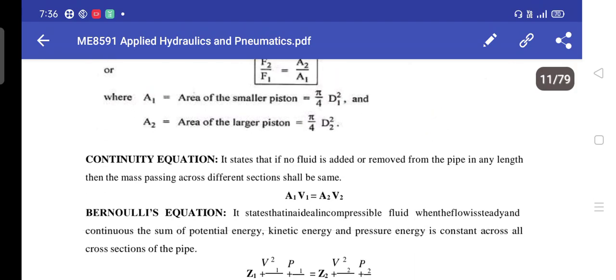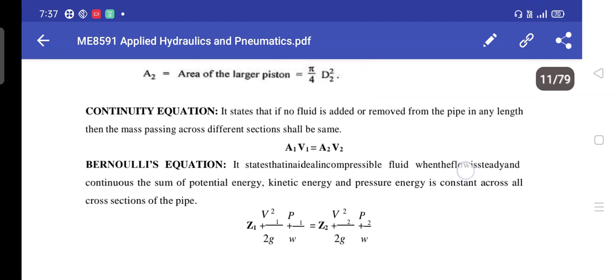Then continuity equation. It states that if a fluid is added or removed from the pipe in any length, then the mass passing across different sections shall be the same. So A1 V1 is equal to A2 V2.